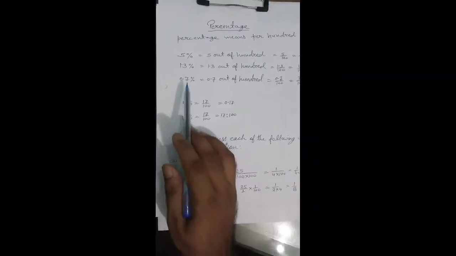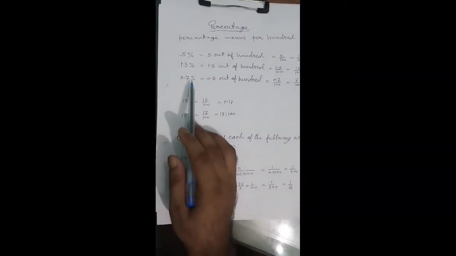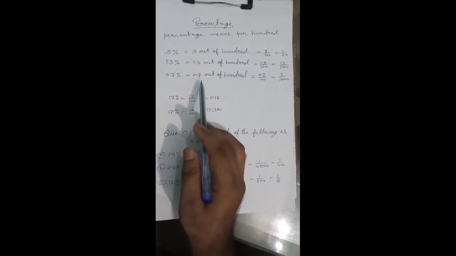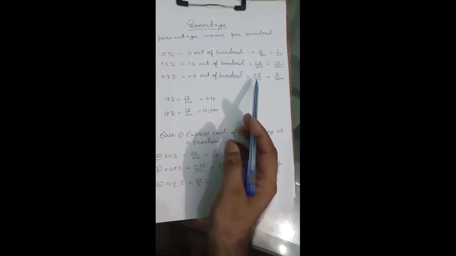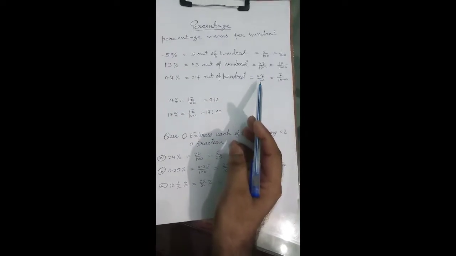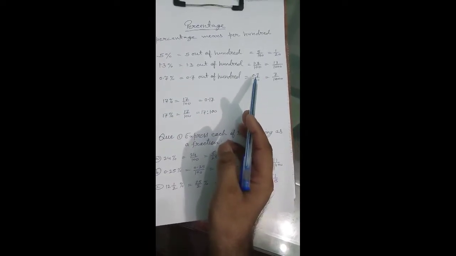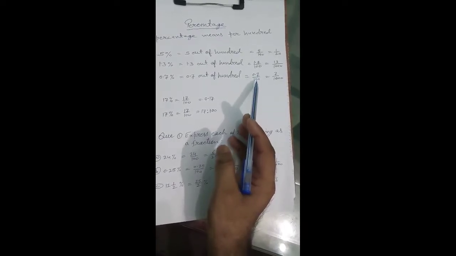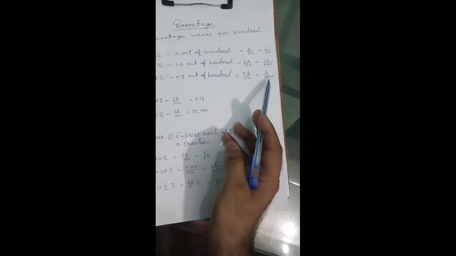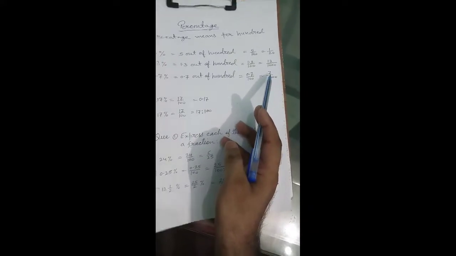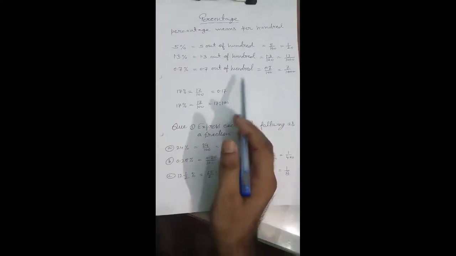See one more. 0.7%. 0.7% means 0.7 out of 100, which can be written as 0.7 upon 100. Again, when the decimal is removed, 10 is multiplied by the denominator. So 100 is multiplied by 10, so it becomes 1000 and the numerator will become 7. Understood?